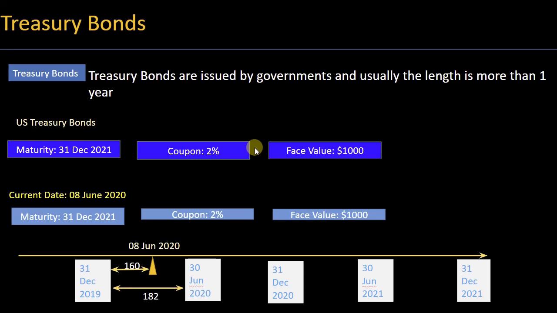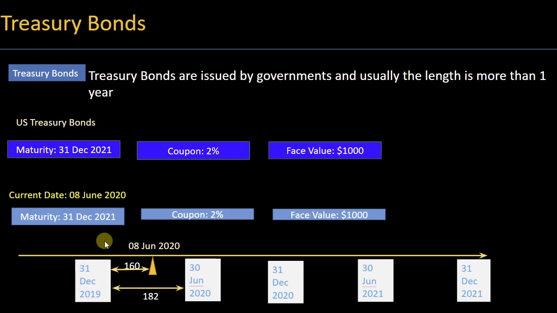Another thing to remember when you look at any bond is that we have something called the accrued interest, based on when you are calculating the cash price of the bond. For example, in this bond, assume that we are at 8th of June 2020, and the last coupon on this particular bond was paid on the 31st of December 2019.